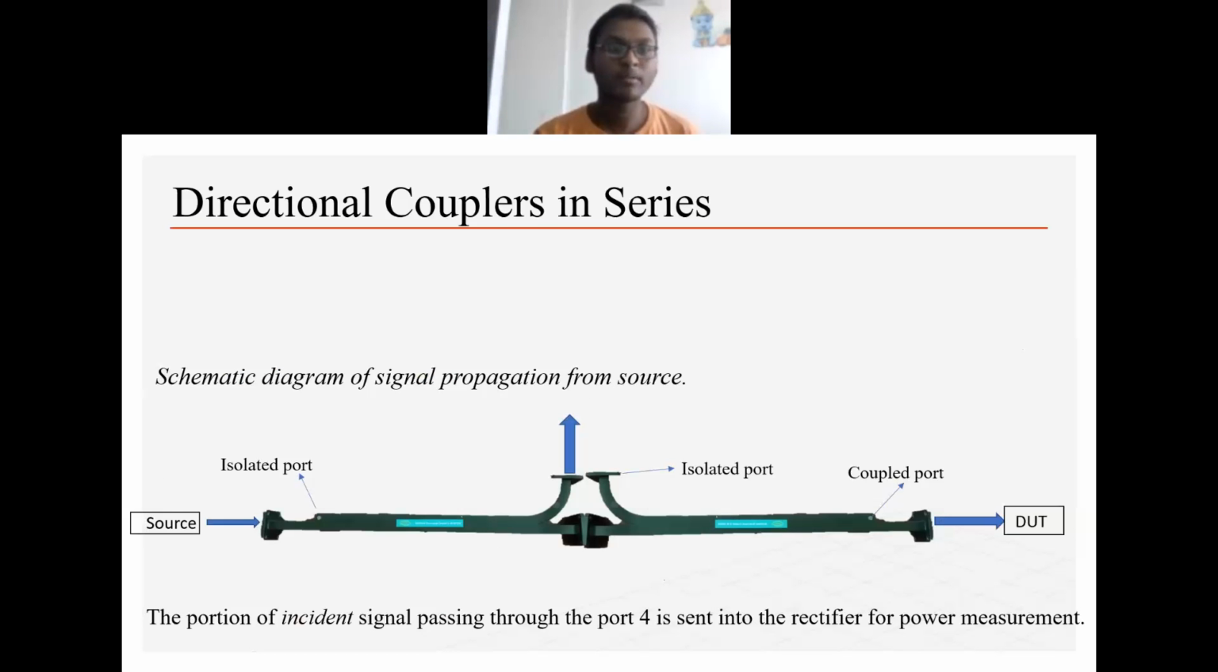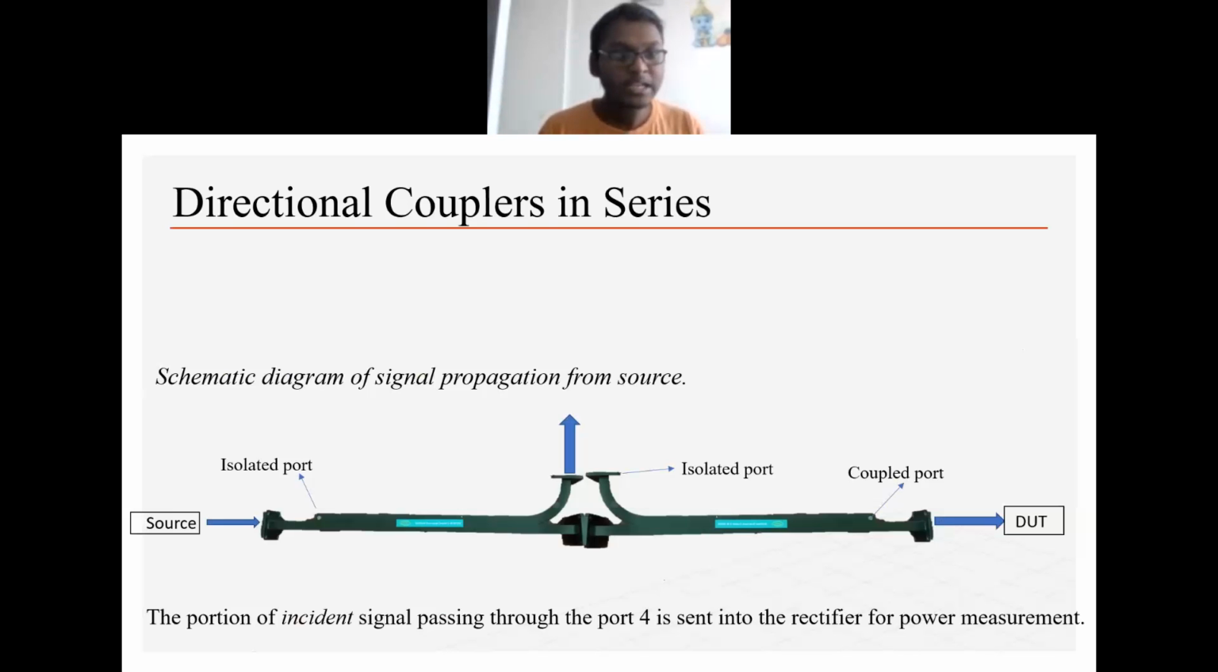Actually, from each directional coupler, we can split only one signal. But in our vector network analyzer, we need to determine the power of the incident and the reflected signals. So we need two directional couplers in series. First of all, we will see how the signal is transmitted from the source to the duct with only the incident signal. After that, we will go for the reflected.